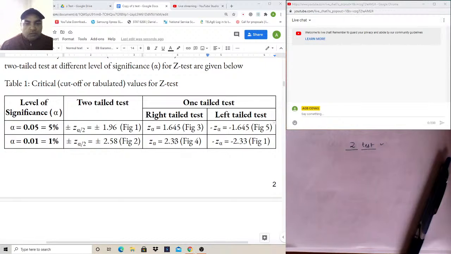Because today I am using this mic, if you face any difficulty with the voice, you can write in the live chat box.